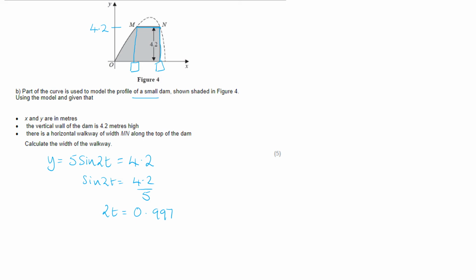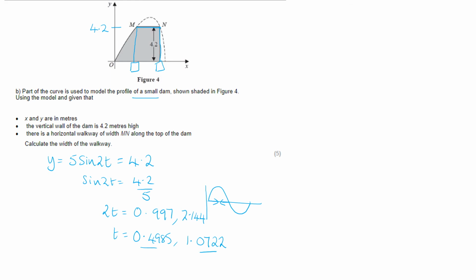0.997. Now that's what our calculator will give us, but remember there'll be 2 answers from our sine graph. Our calculator has given us this value. We need to do pi minus that to get the other one, which will be 2.144, and dividing by 2 will give us our t's, 0.4985 or 1.0722. Now what we need to do is not find t's, we need to find the x coordinates.